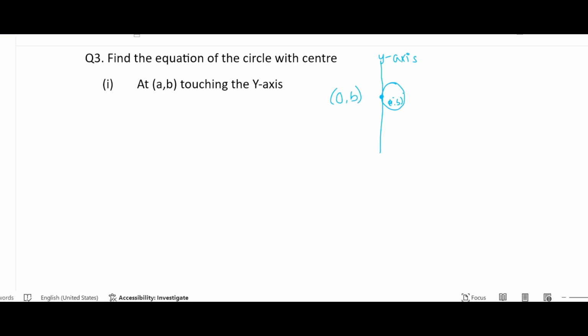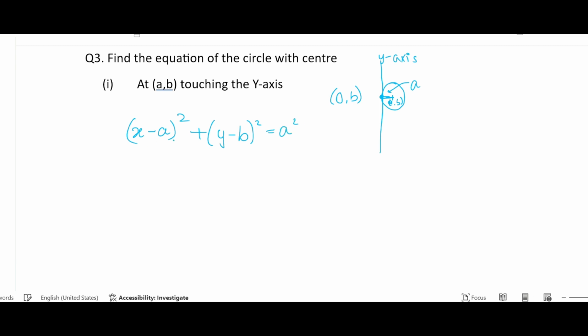To find the equation of the circle, you find the center, and you need to find the radius. What is the radius? The radius is the distance between 0, b and a, b. So the radius is a units. Your equation, we will be writing using center radius form. So it will become x minus the x coordinate of your center, which is a, the whole square, plus y minus the y coordinate of your center, which is b, the whole square, is equal to a square.